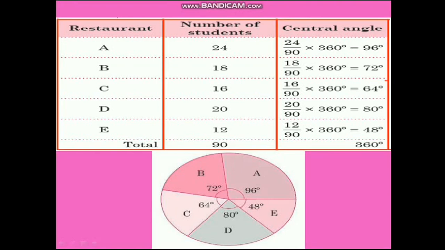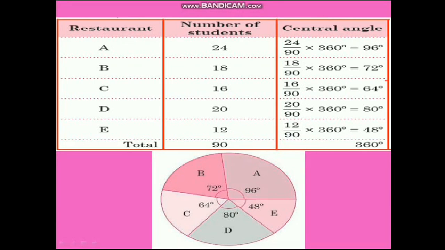Now to turn this data into a chart, we need to follow a few steps. First, we add up the total number of students, which in this case is 90. Next, we calculate the proportion of students each restaurant has by dividing the number of students going to each restaurant by the total number of students and multiplying it by 360 degrees because our pie has a 360 degree angle, which gives us the angles for restaurants A, B, C and D.